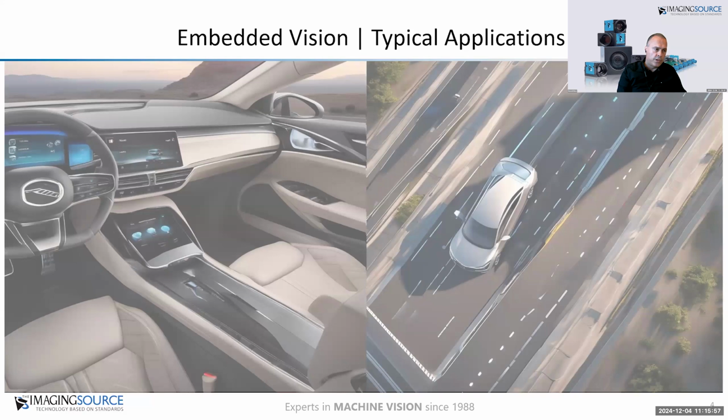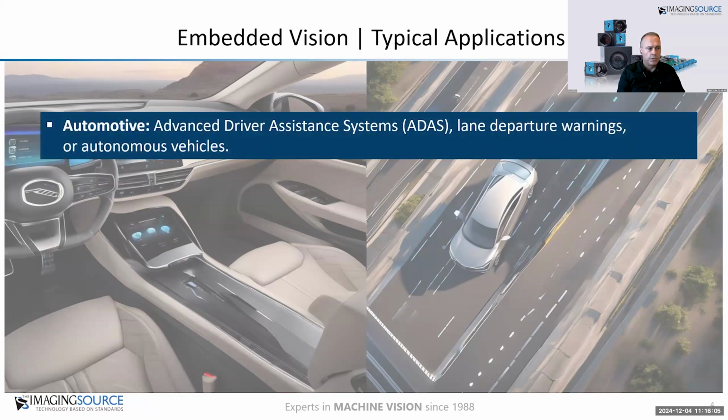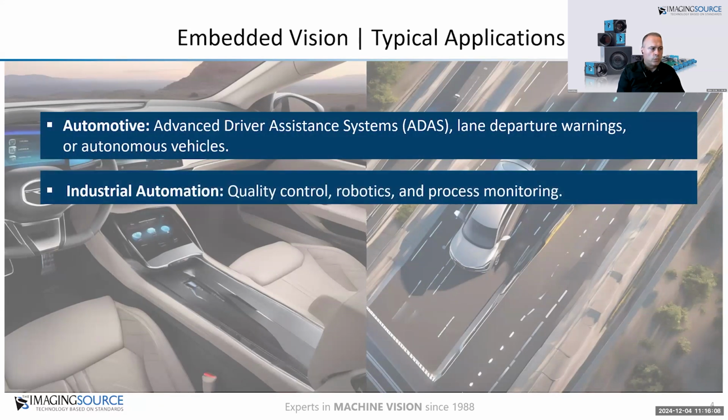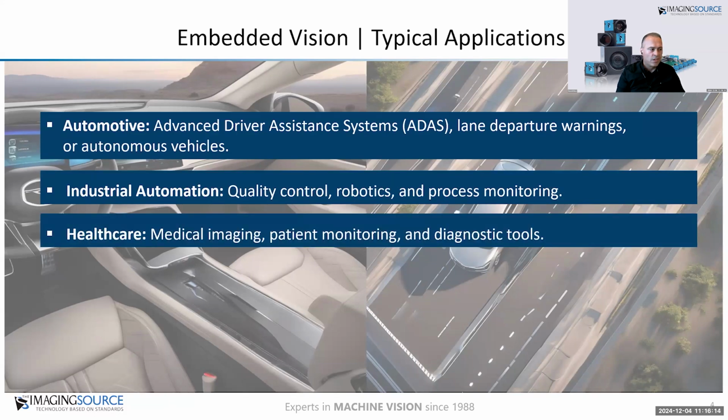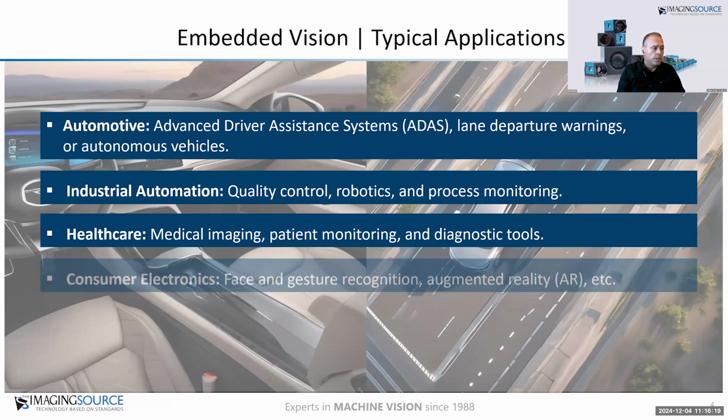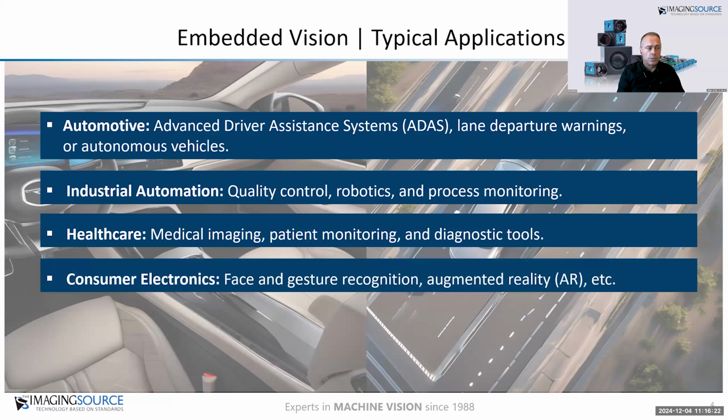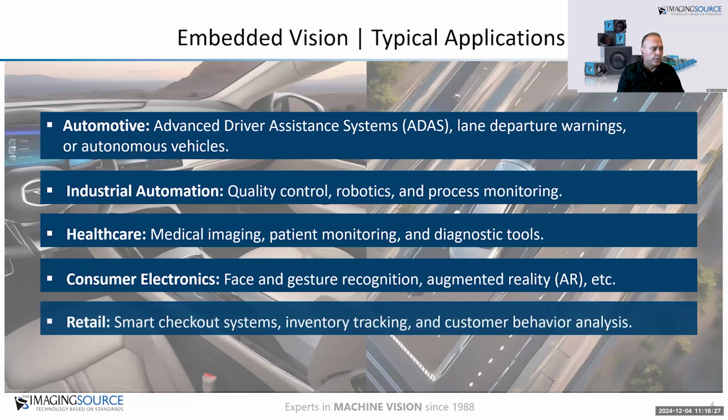And what are the typical applications? However, this is just a fraction of possible applications that you can come across when I speak about embedded vision. Surely starting with automotive, industrial automation with robotics, with quality control, and so on. Healthcare or life sciences, typically with patient monitoring or diagnostics tools, and so on. Then surely consumer electronics with face or gesture recognition, augmented reality, and so on. And retail, any kind of smart checkout systems. But surely, as I said, drone applications, agricultural applications, and so on and so on.